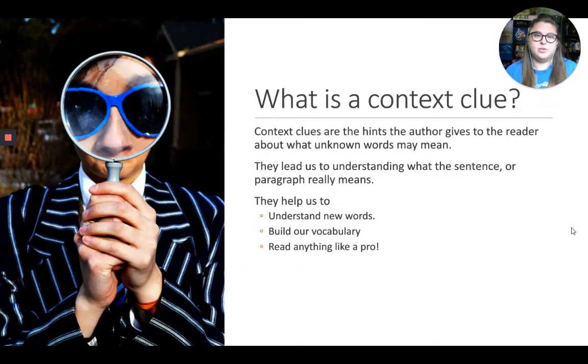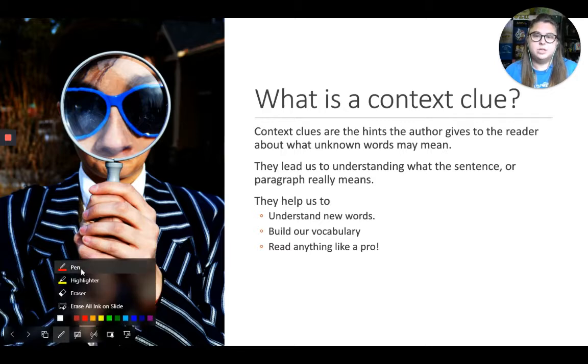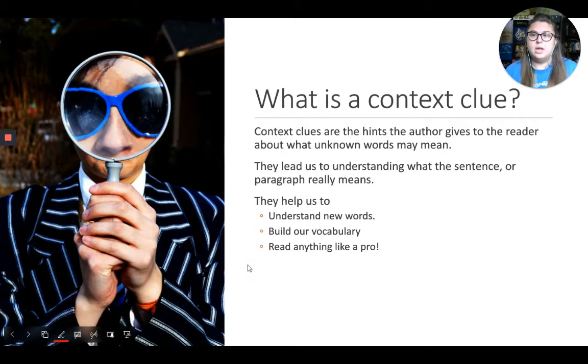So what we want to talk about first is what actually is a context clue. A context clue is a hint that the author gives to the reader about words that we don't know. As a reader, when we come across words that we don't know, there are a couple of things we can do. Sometimes we stop and try to figure out what that word means. Sometimes we just keep going and say, okay, I'll come back to it. And sometimes we kind of freeze and don't do anything. What we want to do with context clues is give ourselves some tools to figure out what those words mean without having to look them up.